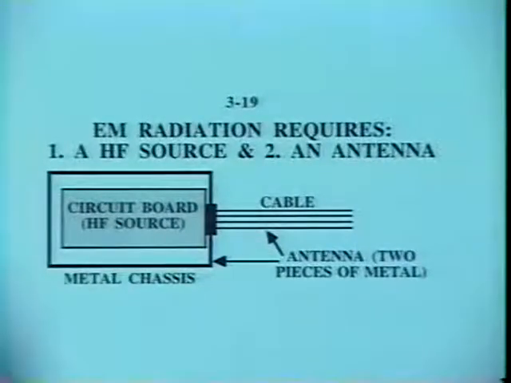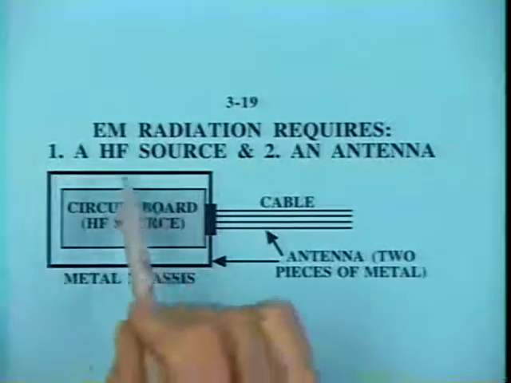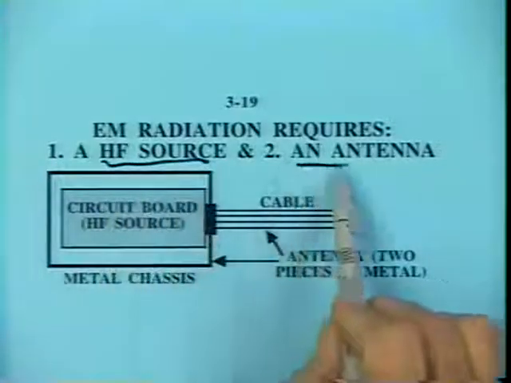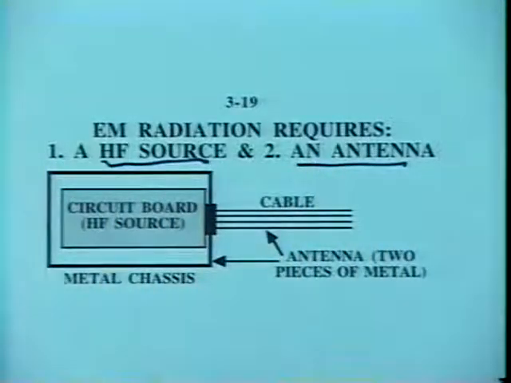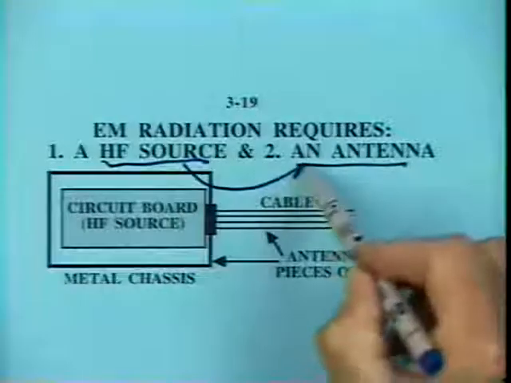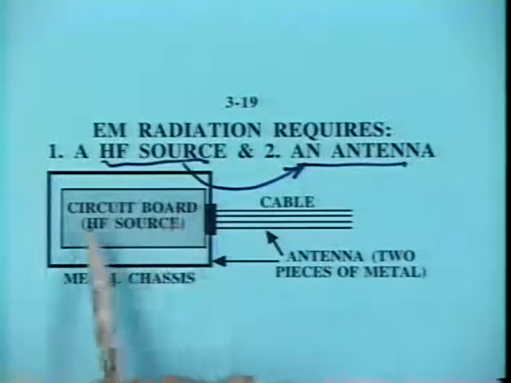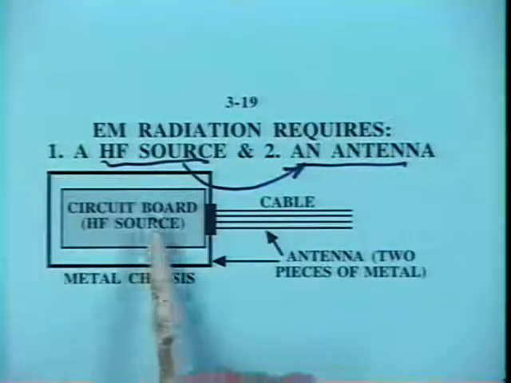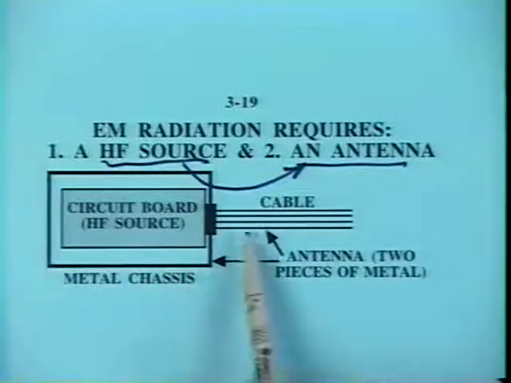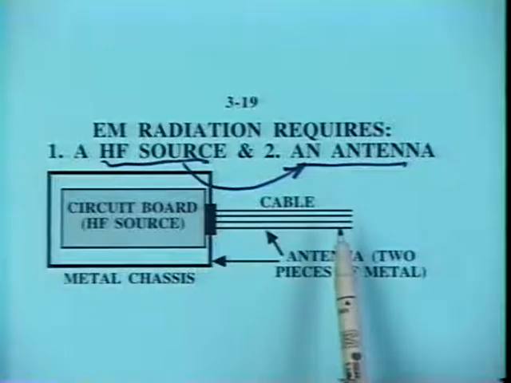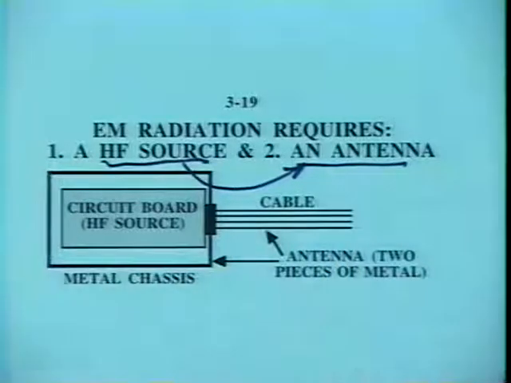What does it take to have an electromagnetic radiation problem? You need an RF generator, a high-frequency generator, and you need an antenna. And you actually also need some way to couple between the two. In the situation that I show here, a digital circuit board inside a metal enclosure with an external cable coming out, the RF generator would be the digital circuits. They're the high-frequency source. What could the possible antennas be?